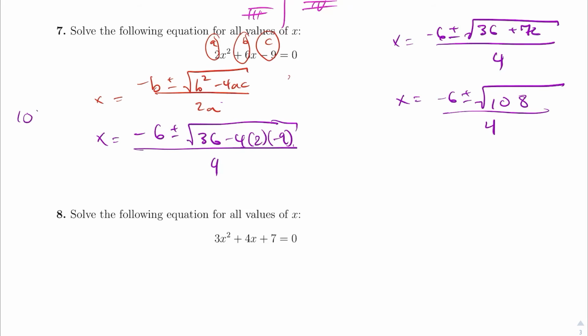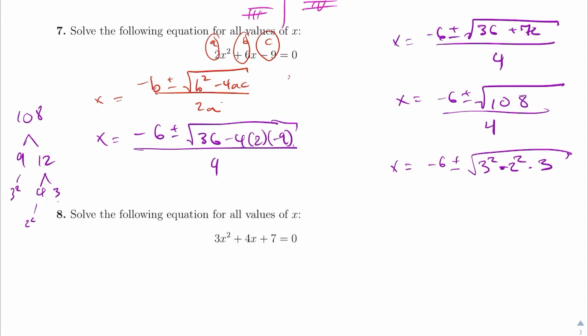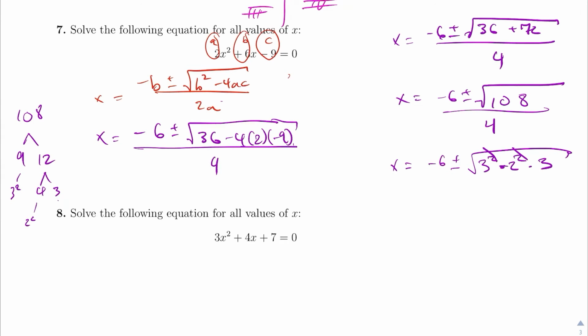If we want to break 108 down, that breaks down into 9 and 12. That breaks down into 4 and 3. So here we get 9 is the same thing as 3 squared, 4 is the same thing as 2 squared. So we get x equals negative 6 plus or minus the square root of 3 squared times 2 squared times 3.